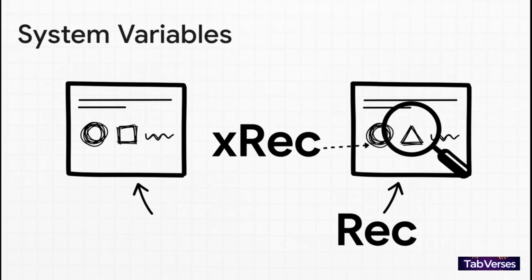What's really cool is that the system also gives you some special pre-made variables to work with. For instance, when you're working with a table of data, you automatically get rec and xrec. Rec represents the current version of the data, while xrec is a snapshot of what that data looked like before any changes were made. Super useful for tracking updates.